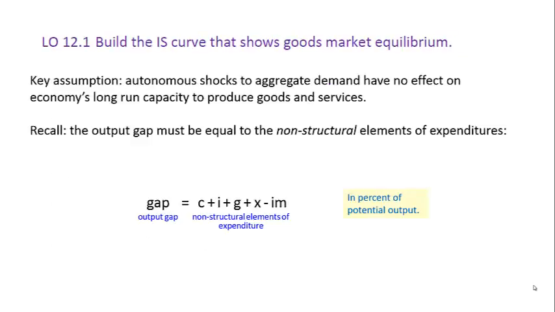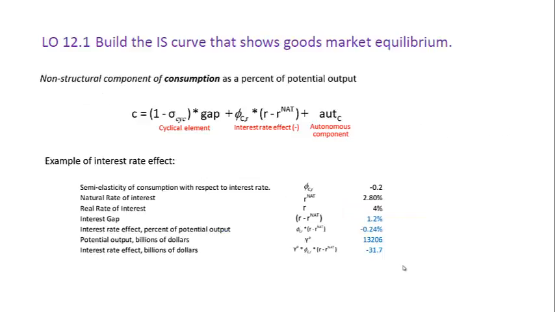So let's go back. This is Chapter 10. We made a key assumption, that autonomous shocks to aggregate demand will have no effect on an economy's long-run capacity to produce goods and services. So therefore, we only need to pay attention to the output gap, and the output gap must be equal to the non-structural elements of expenditures. So here we have the output gap: consumption, investment, government, exports, imports. And we discussed them in previous chapters, and everything here is in percent of potential output.